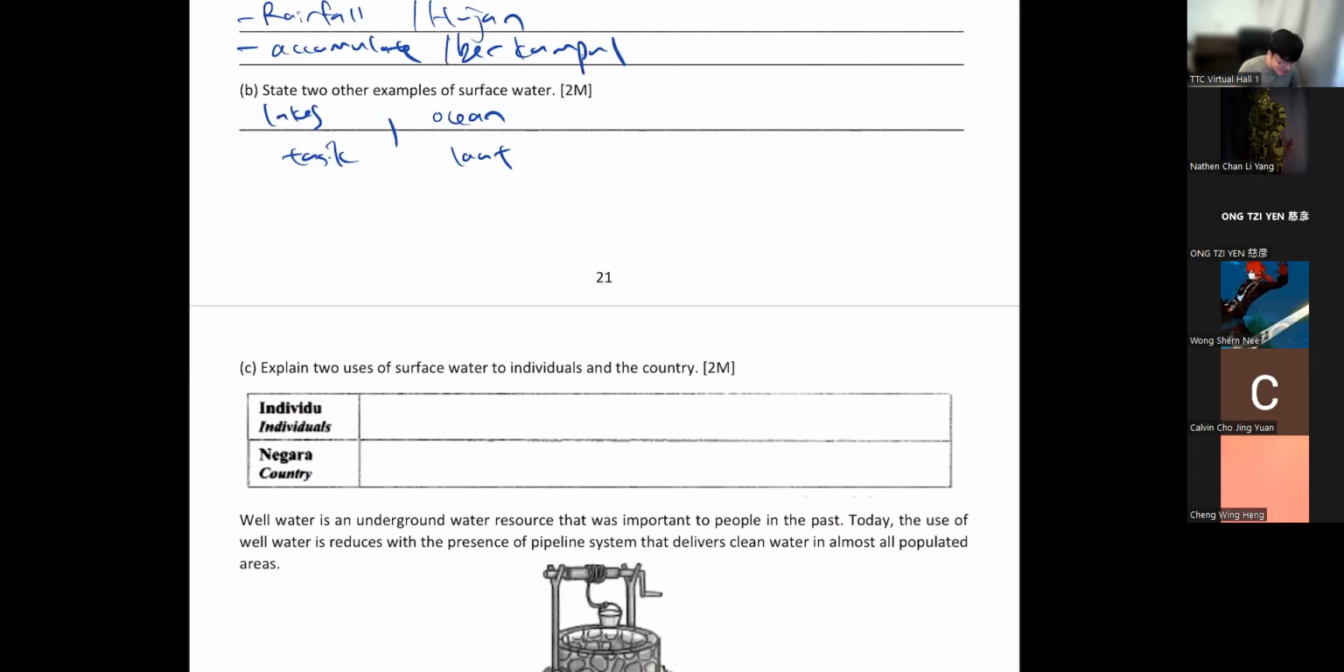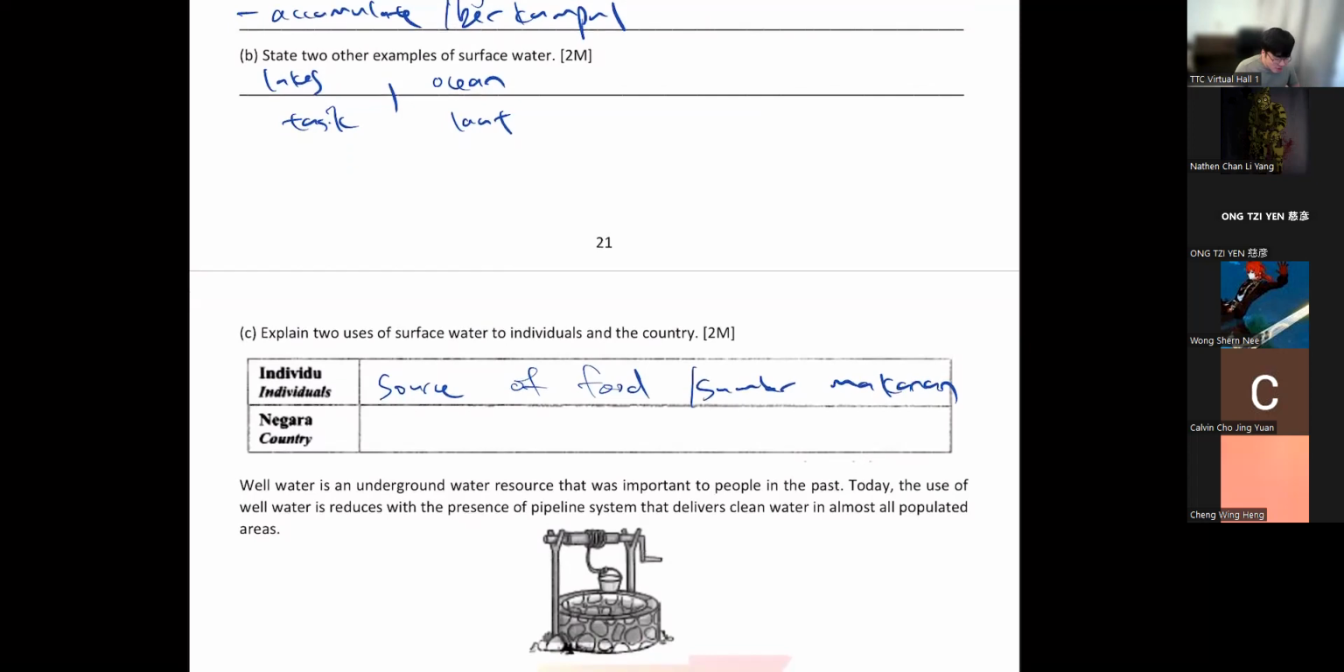So this is a source of food. For irrigation, for washing, to wet the farmlands. Yes, fertile land. So what is it good for the country? Surface water, you can say it's tourism. For transport also can.